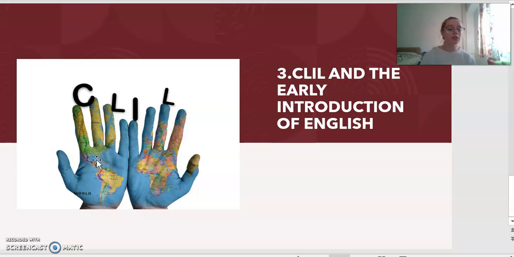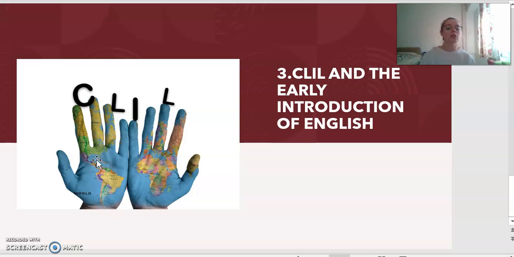And finally, there is not enough research to see the effect of using academic content to teach language as compared to the same amount of instruction and exposure in language classes. Also, there is no research that looks into the effects of CLIL on achievement in academic content either.